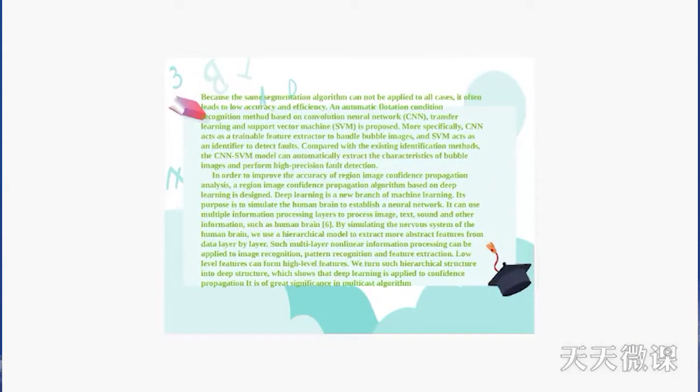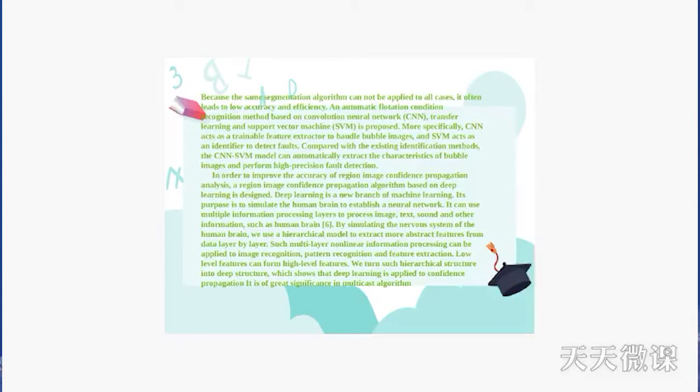In order to improve the accuracy of regional image confidence propagation analysis, a regional image confidence propagation algorithm based on deep learning is designed. Deep learning is a new branch of machine learning. Its purpose is to simulate the human brain to establish a neural network. It can use multiple information processing layers to process image, text, sound and other information, like the human brain.